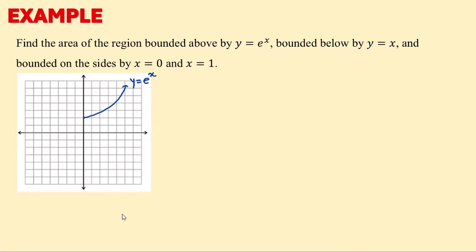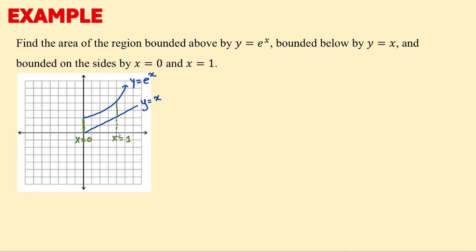Below by y equal to x. So y equal to x is a straight line going through the origin. So it will be something like that. That is y equal to x. I'm not drawing it, I'm just sketching it. Bounded on this side by x equal to 0. So x equal to 0 is this vertical line. That is x equal to 0 up to x equal to 1. So x equal to 1 may be somewhere there. So that line is x equal to 1.